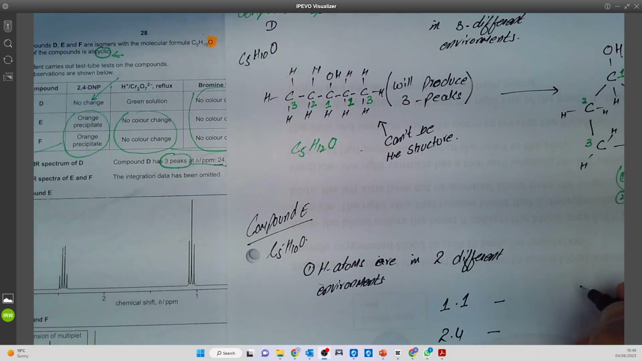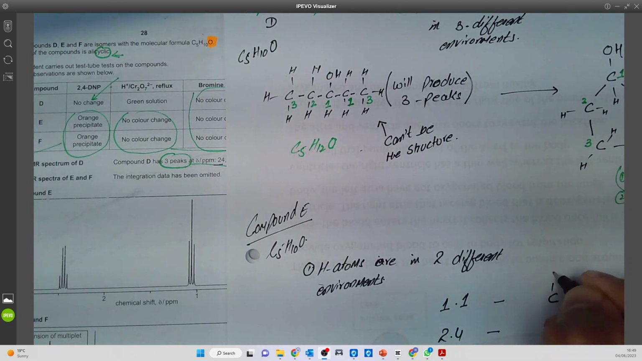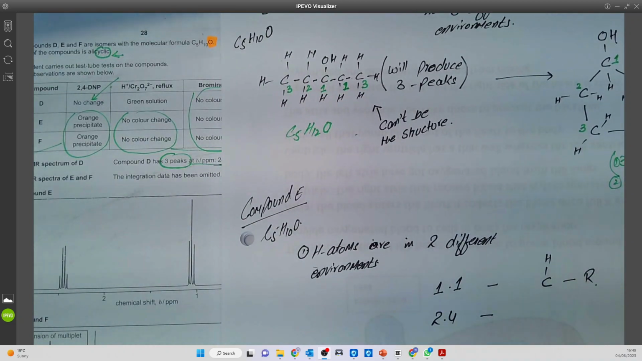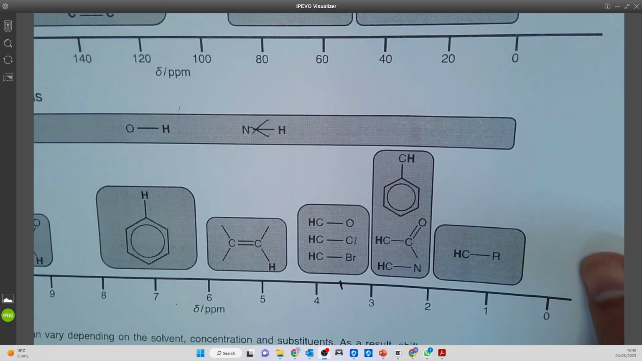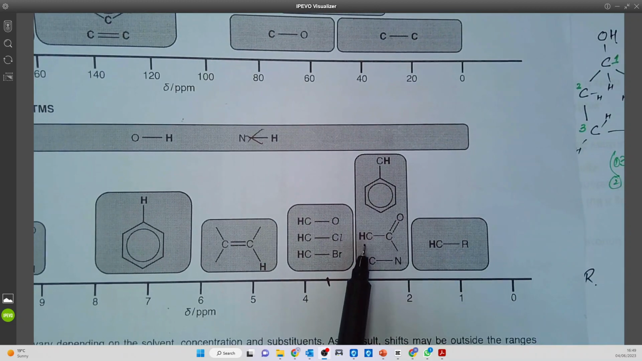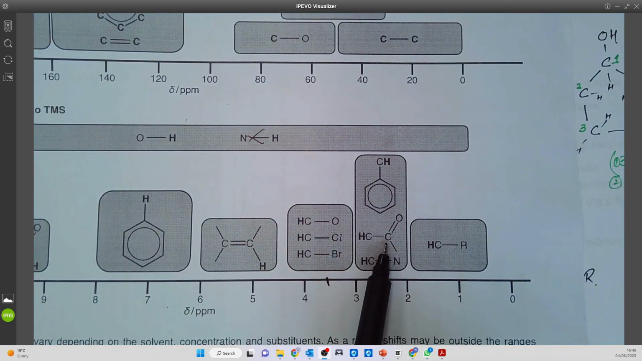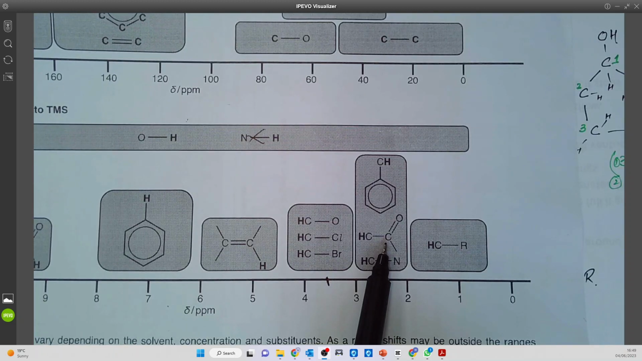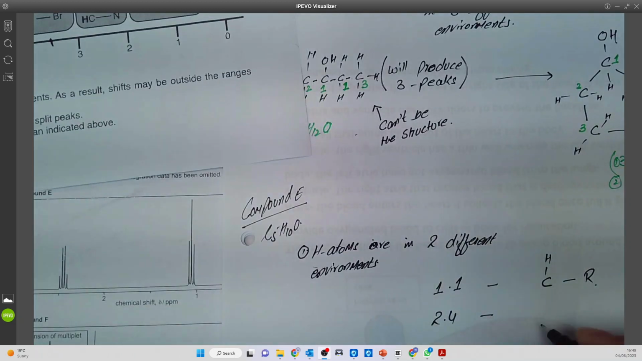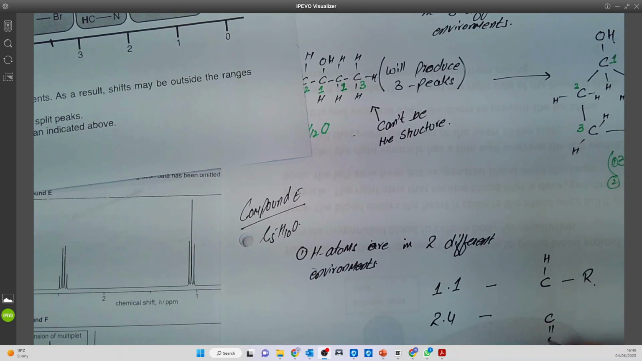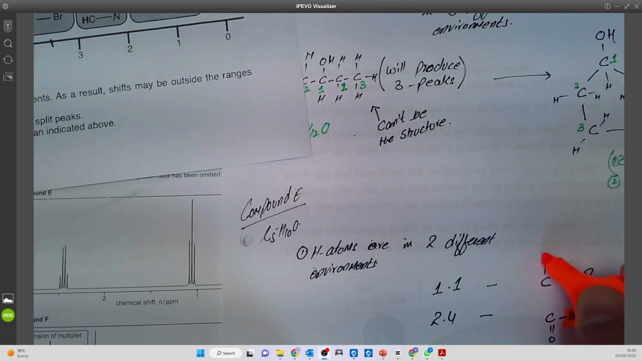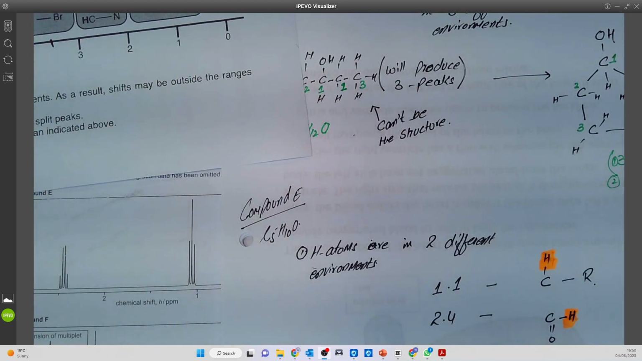So C is bonded to H, and then I have something called R here. At 2.4, there's something due to these hydrogens, the hydrogens which are bonded to carbon double bond with oxygen. So I can then say this one is for this. Are we happy with that? Now, if I look at it carefully, how many environments have I got already? I've got 2 different environments, right?